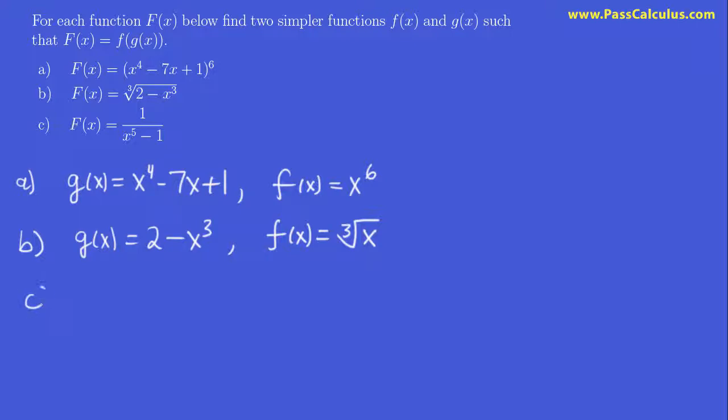And finally, for the last question, well, this one doesn't have brackets or a root sign, but the way to think about this one is this quantity here, the function in the denominator, that can be our g of x. And then f of x would be 1 over that, so 1 over x. And that's all there is to do in this problem.